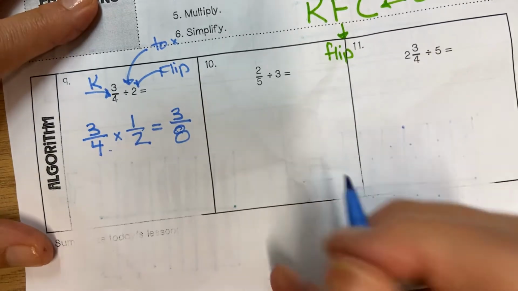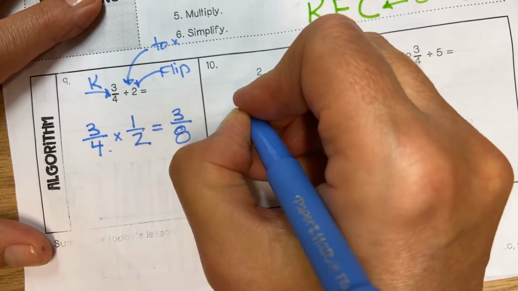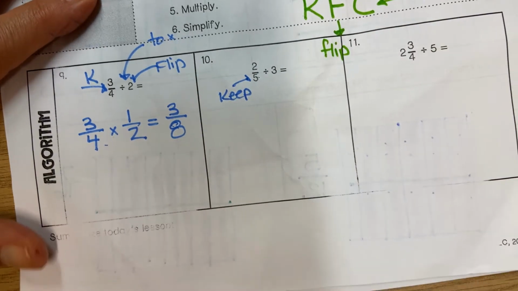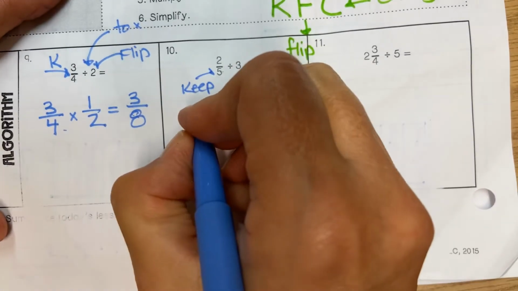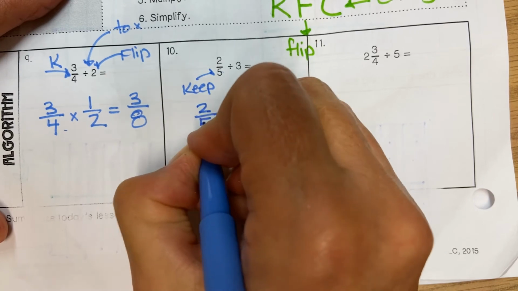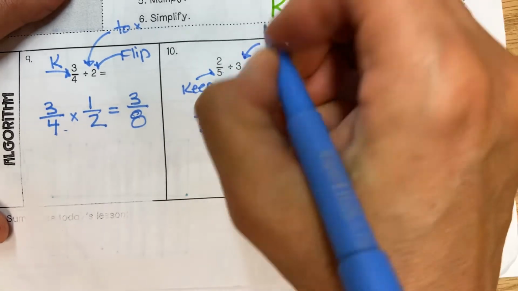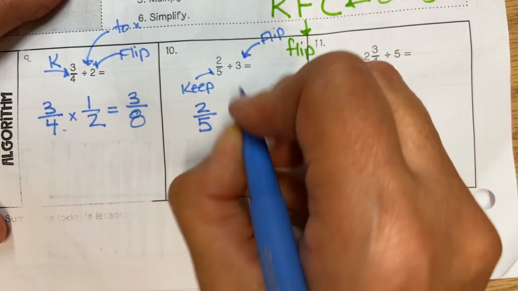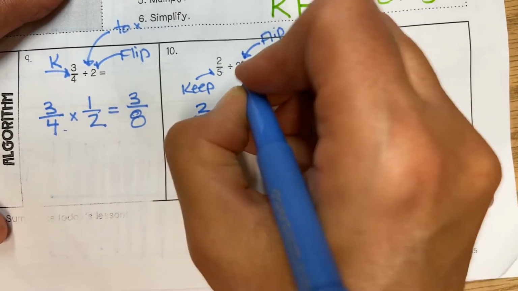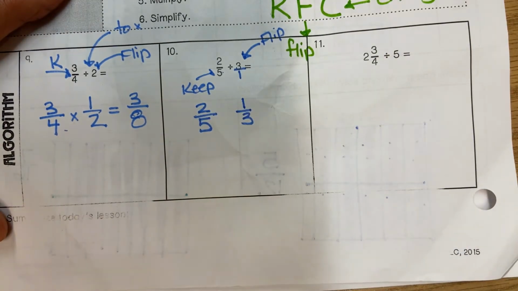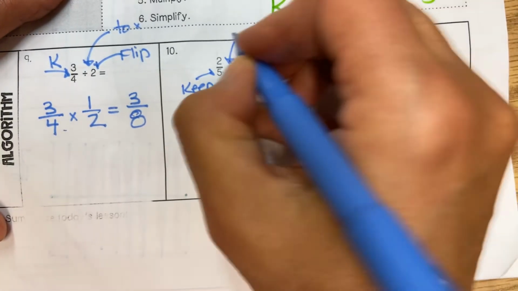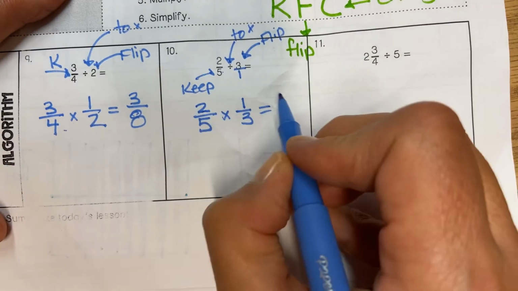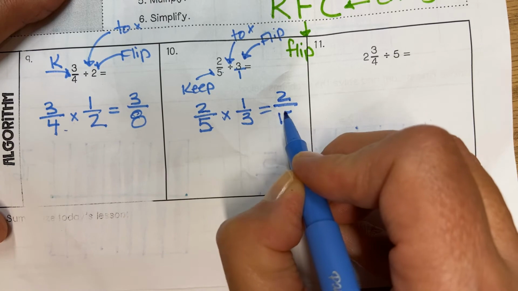All right, same thing here. If I did 2/5, I'm going to keep. You never, ever change that first number. It's what you start with. You have to keep it. You flip the second number. So if it was 3, it's going to be 1/3. Remember, because it would have been 3 over 1 as a fraction, so I have to flip it. And I'm going to change that to multiplication. And then I multiply like normal. 2 times 1 is 2, 5 times 3 is 15.